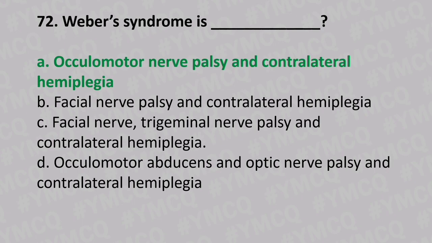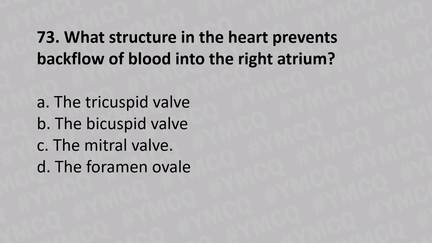What structure in the heart prevents the backflow of the blood into the right atrium? Option A, the tricuspid valve. Option B, bicuspid valve. Option C, mitral valve. Option D, foramen ovale. And the answer is option A, tricuspid valve. Moving to our 74th question.